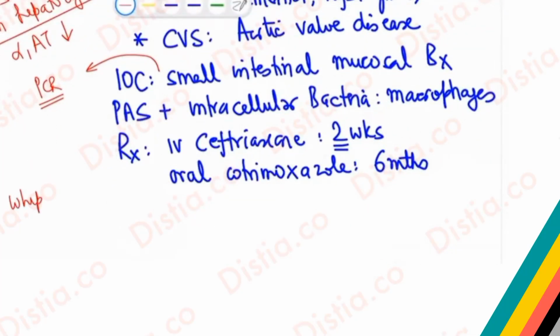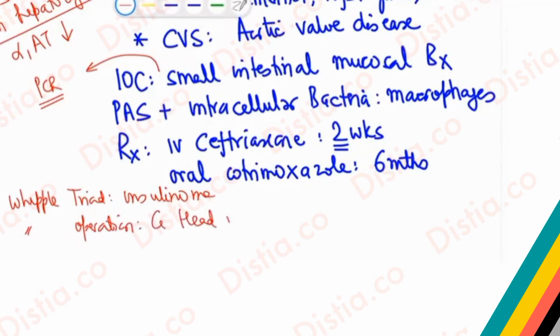Some related terminologies that I would like to highlight: one is Whipple's triad. I have discussed this in the topic of insulinoma with pancreatic neuroendocrine tumors. Second is Whipple's operation. You know that from surgery, that would be related to cancer of the head of the pancreas. So there are three terms that begin with the word Whipple: Whipple's disease, Whipple's triad, and Whipple's operation that I've just highlighted before you.